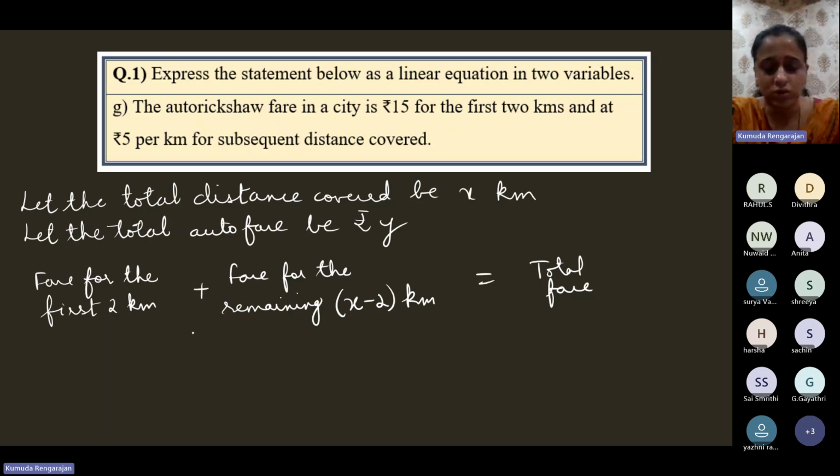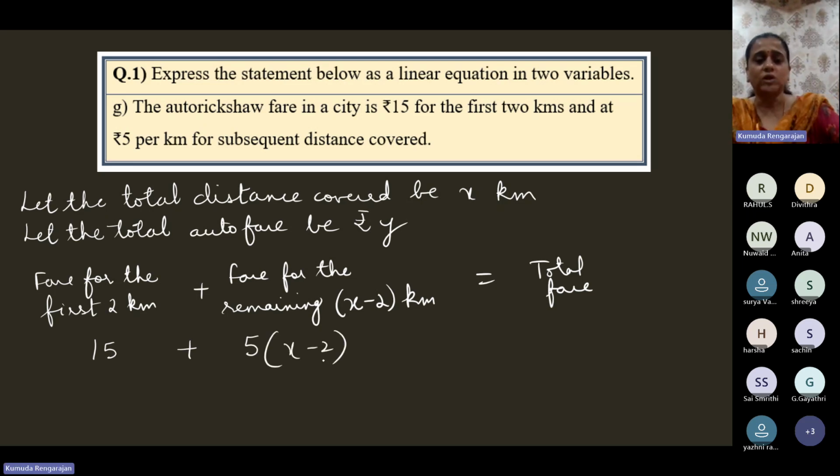So fare for the first 2 kilometers plus fare for the remaining x minus 2 kilometers is equal to the total fare. Fare for the first 2 kilometers, 15, plus the fare for the remaining x minus 2 kilometers is 5 rupees per kilometer. So 5 rupees into x minus 2. For 1 kilometer, 5 rupees. For x minus 2 kilometers, x minus 2 into 5. When you add these two fares, you will get the total fare, which we have assumed as y, is equal to y.